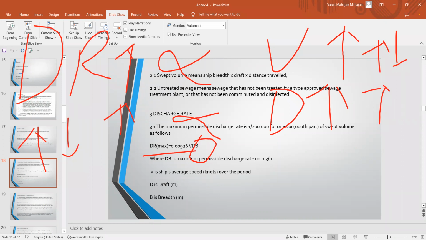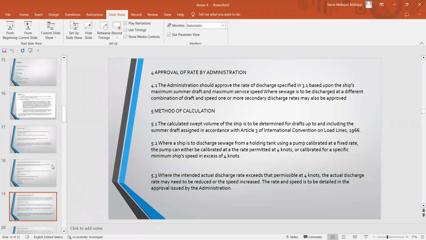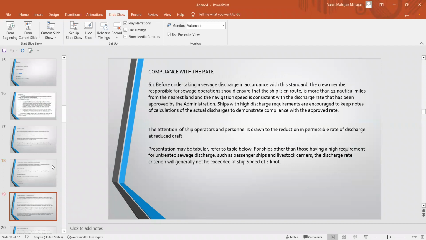Understood? So you must have seen this table pasted near your sewage treatment plant from the yard delivery. Have you come across this table? Sir, the first one, 1/2 lakh. What do you mean by that?